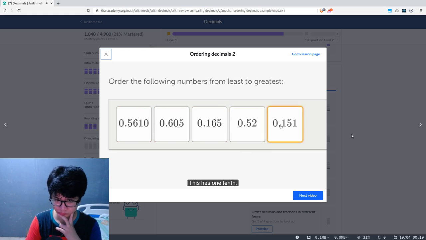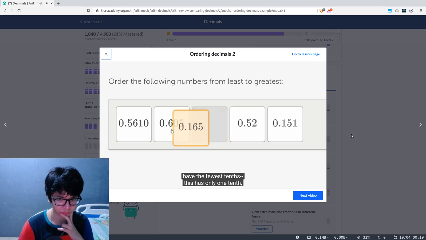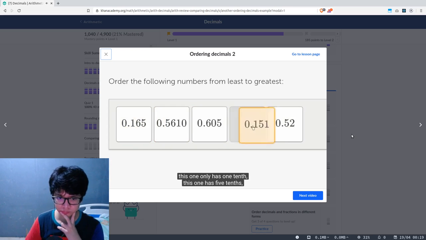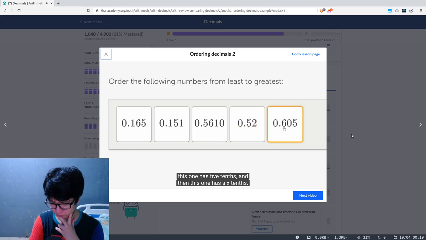This has 5/10. This has 1/10. So if we just look at the tenths place, the ones that have the fewest tenths, this has only 1/10. This one only has 1/10. This one has 5/10. This one has 5/10. And then this one has 6/10. So I've ordered it by what's going on in the tenths place. Now, both of these have the same number of tenths. Let's move to the hundredths place to figure out which of these is larger.